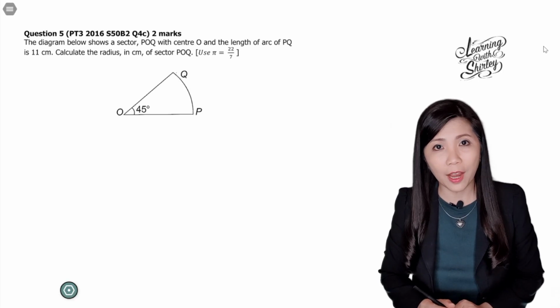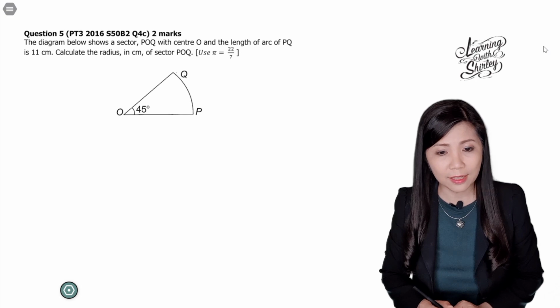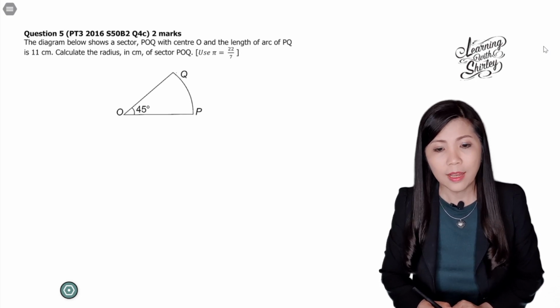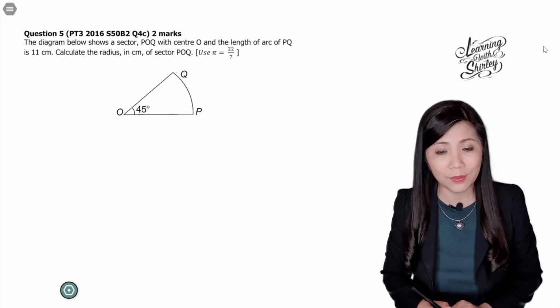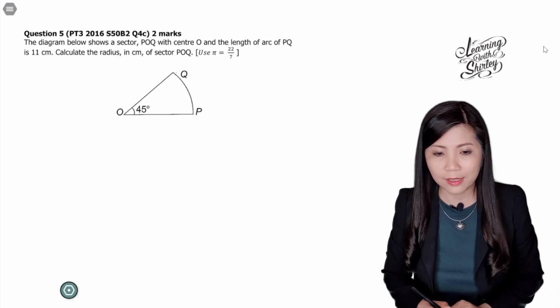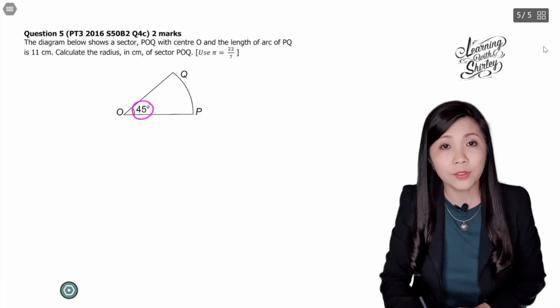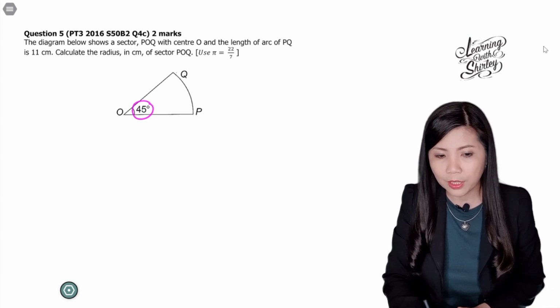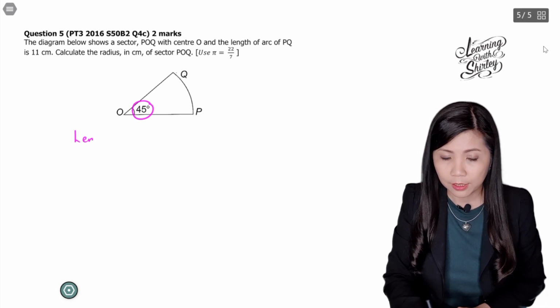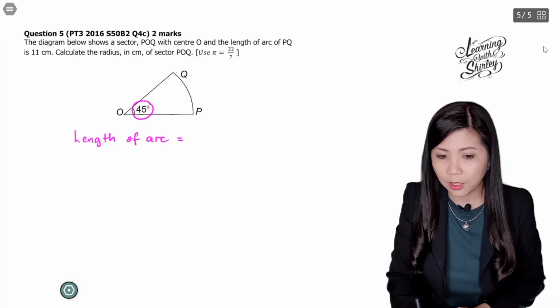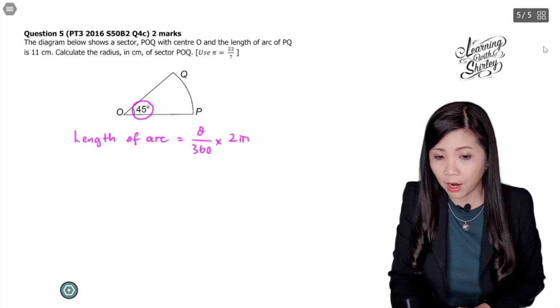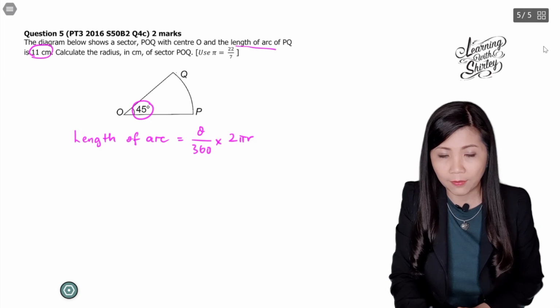Let's look at question number 5. The diagram below shows a sector POQ with center O and the length of arc PQ is 11 cm. Calculate the radius in cm of sector POQ. The angle given is 45 degrees. So I'm going to put it into the formula of length of arc: length of arc equals theta over 360 times 2 pi r. In this case, they already gave you the length of arc, which is 11 cm.